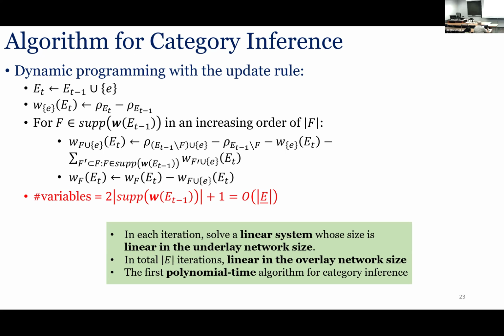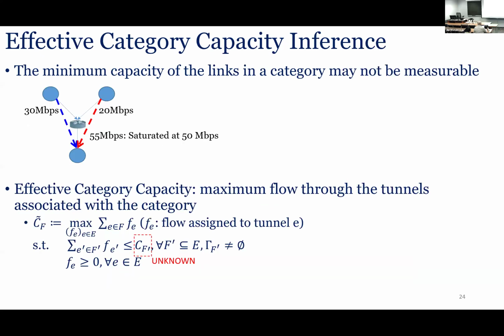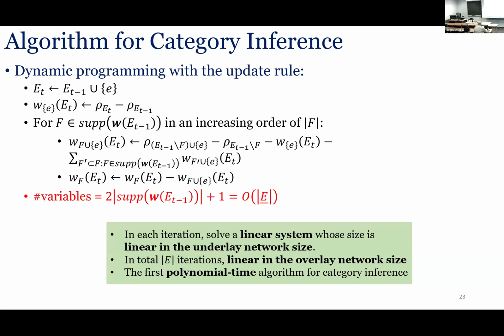Okay, in the interest of time. So when you say the linear system size is linear in the underlay network size, do you mean the number of network nodes, or the number of links? Links. Using a graph theoretical term, some people say the size of a graph is the number of links, and the order of the graph is the number of nodes.